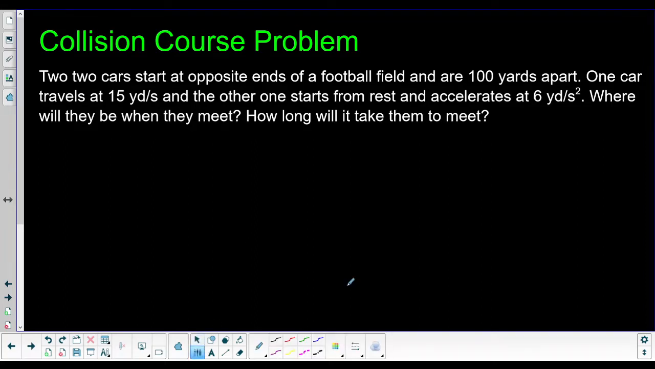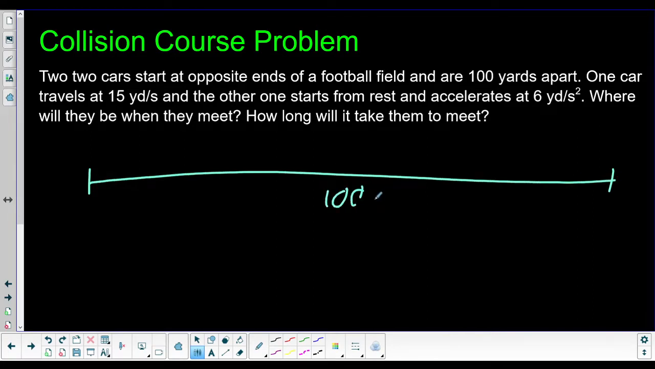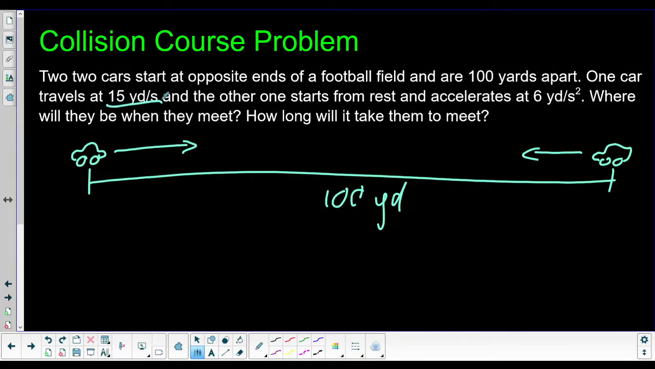So let's maybe draw a little doodle, because as we saw, sometimes pictures are helpful. So we have a football field. This is 100 yards apart. We have a car here, and we have a car here. And the idea is one of them is going to drive that way, the other is going to drive towards it, and we want to know where do they meet in the middle. One of them is going 15 yards per second, constant velocity. The other one is accelerating, but starts from rest or 0.